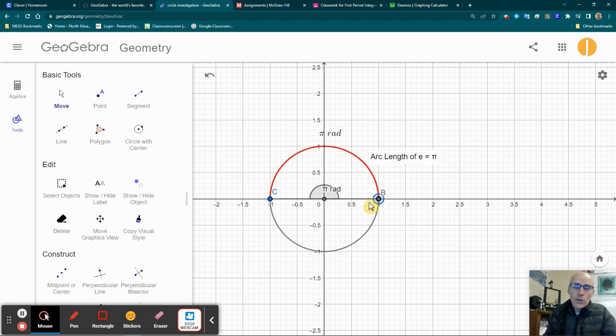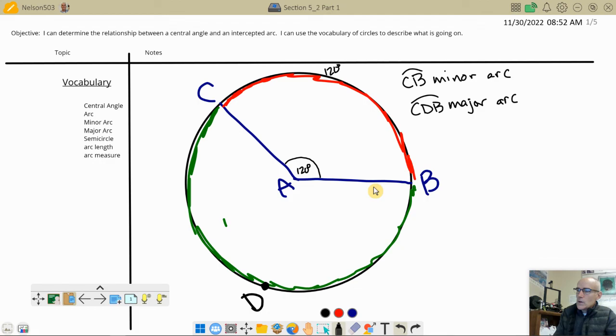So let's add that to our notes right now. If this radius was 1, then the measure of the angle is the same as the length of the arc. Now, it's a little tricky when it's 120 degrees.